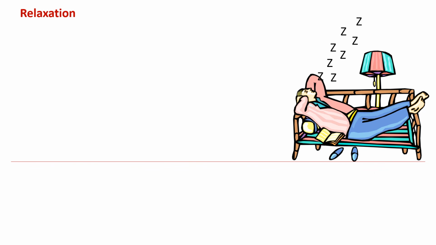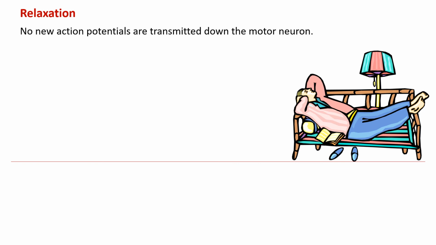So, time for a bit of relaxation, you'll be glad to hear. In order to get relaxation within the muscle, the motor cortex needs to stop generating action potentials and sending them down the upper and the lower motor neuron to the neuromuscular junction. So no new action potentials are coming down.